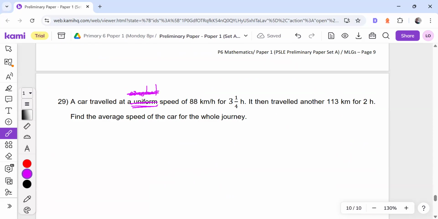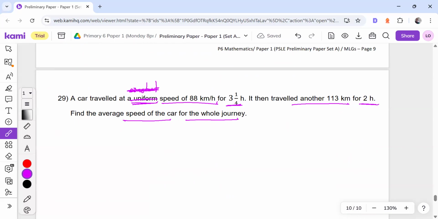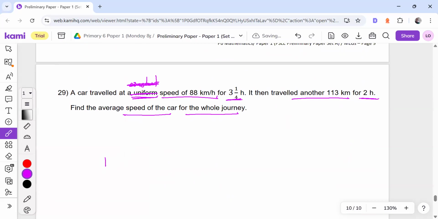A car travels at the speed of 88 kilometers per hour for 3 and 1/4 hours. It then travels another 113 kilometers for 2 hours. Find the speed of the car for the whole journey. This one is easy to draw the model. The car travels for the first part and then it travels for another part. So you have a two-part journey.